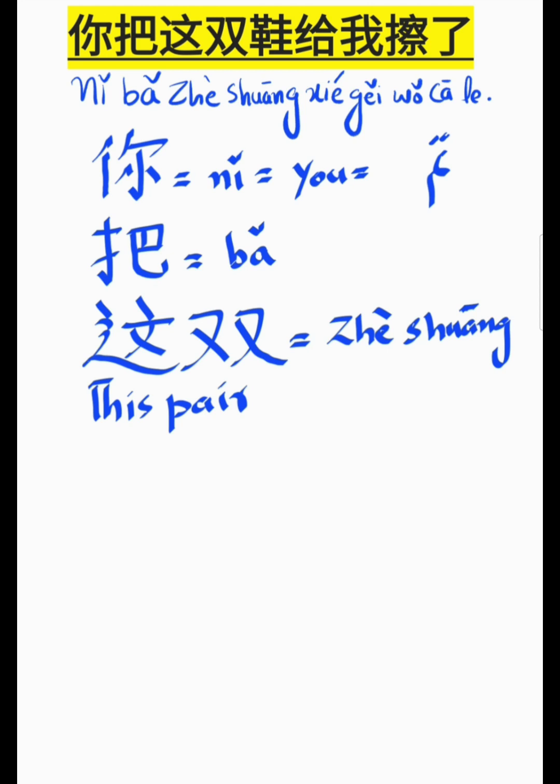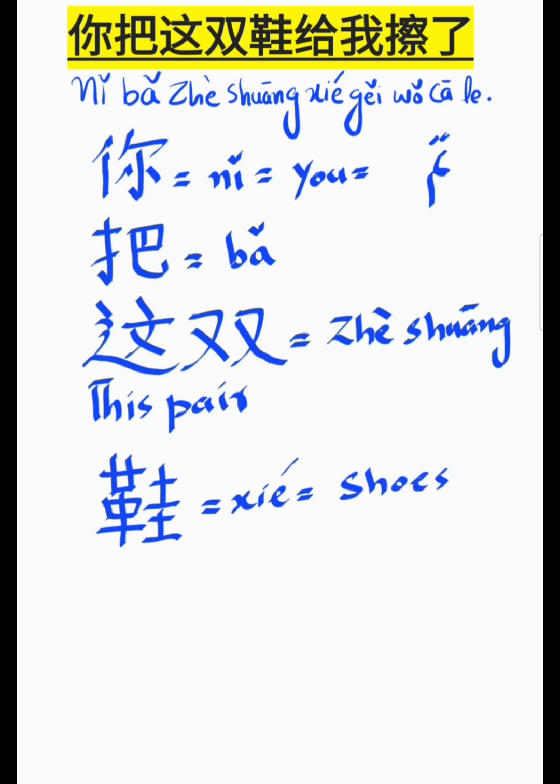So we know that shoes come in pairs. So we are going to use shuang for a pair of shoes. So this pair of shoes. Okay. So now I'm going to write the word, so this means xie means shoes.